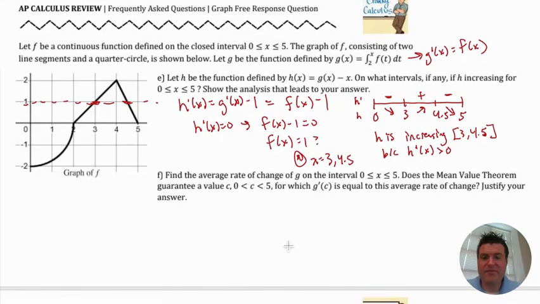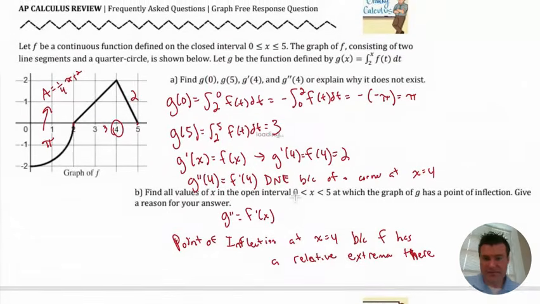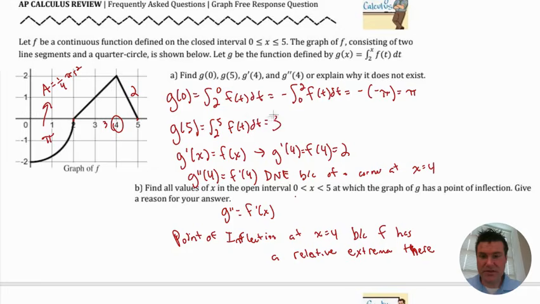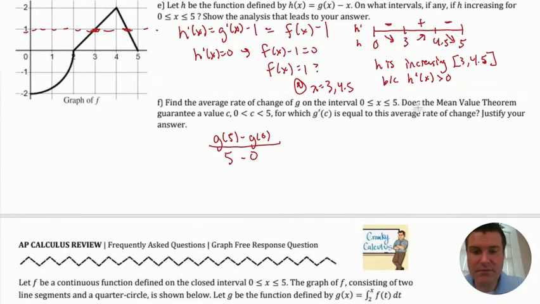Okay, let's go ahead and find the average rate of change of g on the interval from 0 to 5. Let's do that real quick, and then we'll answer the second part. So average rate of change of g is going to be g of 5 minus g of 0 all over 5 minus 0. Now earlier I did find all these values. I have g of 5, which right here is 3, and I have g of 0, which is pi. So I have 3 minus pi all over 5. Okay, so this is my average rate of change.